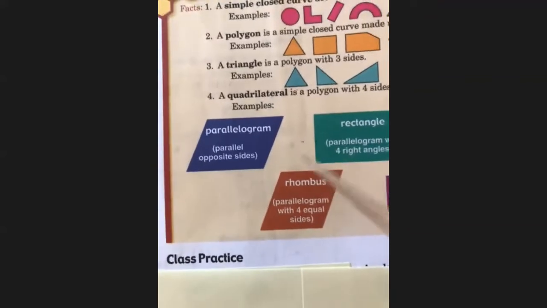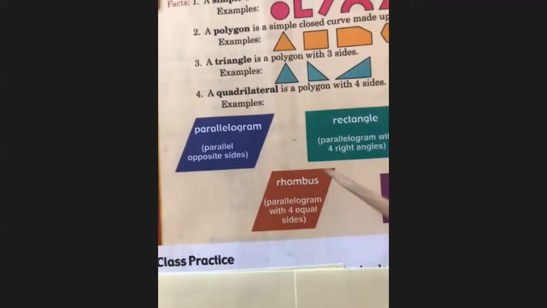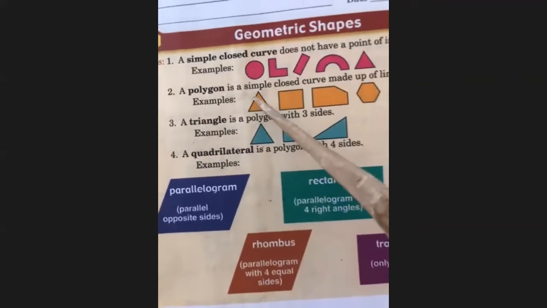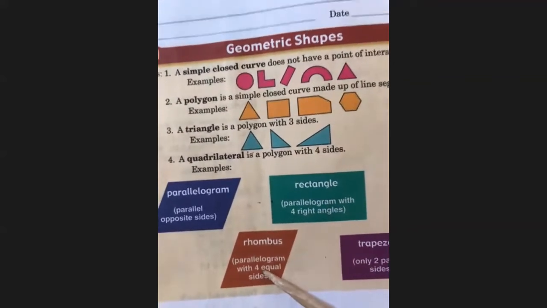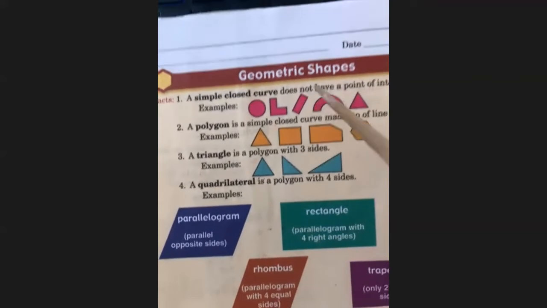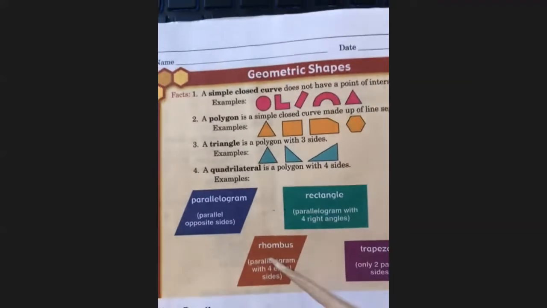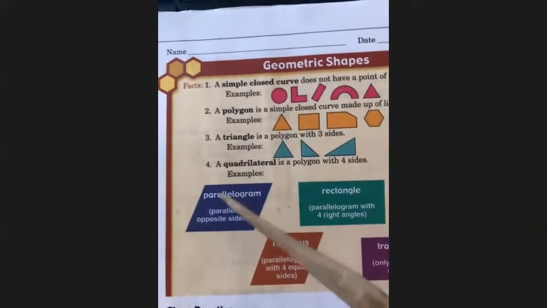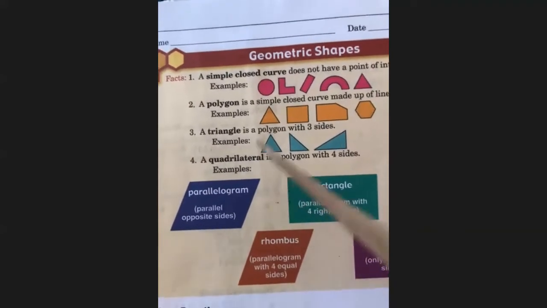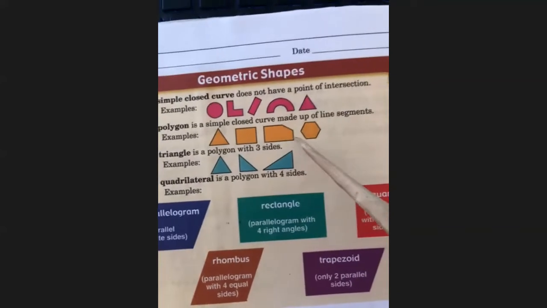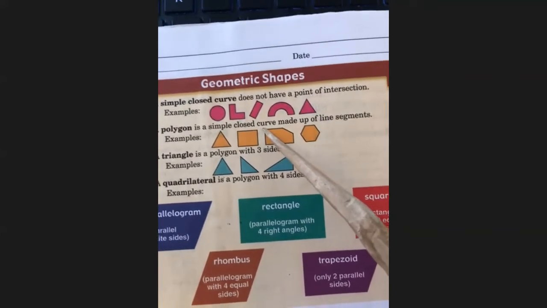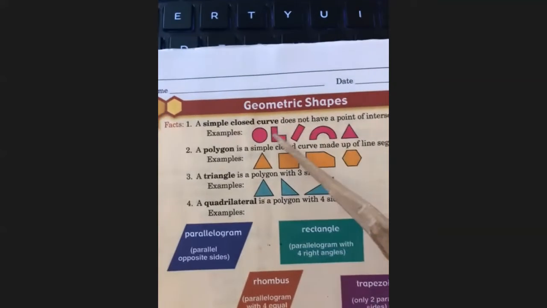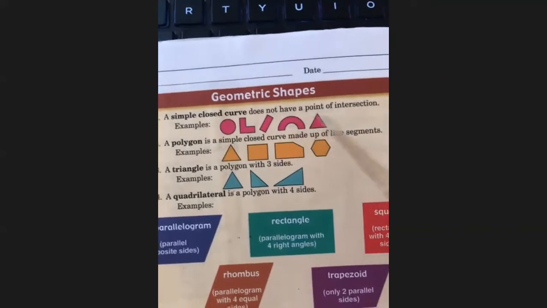If there's four lines, there's four names for that one shape. There's three lines, there's three names for that one shape. So for example, a rhombus is a quadrilateral, but is a rhombus a polygon? Yes. If it's made of a line segment, it's also a polygon. Is it a simple closed curve? Yes. It doesn't have a point of intersection. So we could say a rhombus is a quadrilateral. A rhombus is a polygon because it's a simple closed curve made of line segments. And we could say that it's a simple closed curve because it does not intersect.